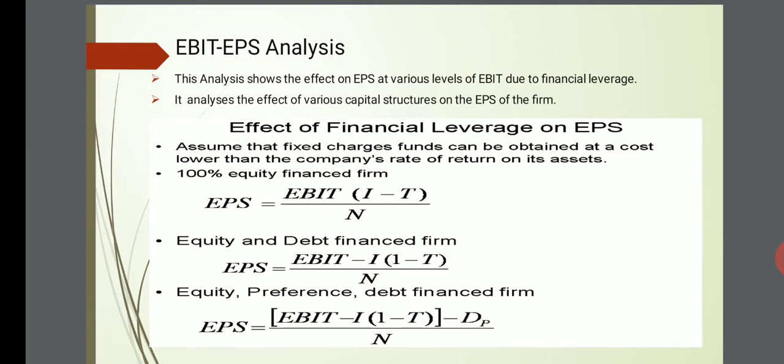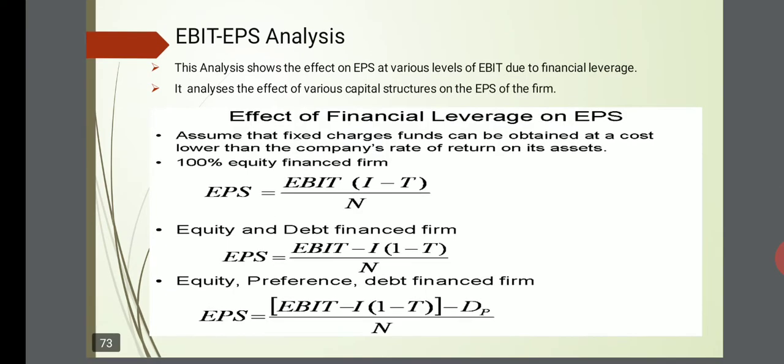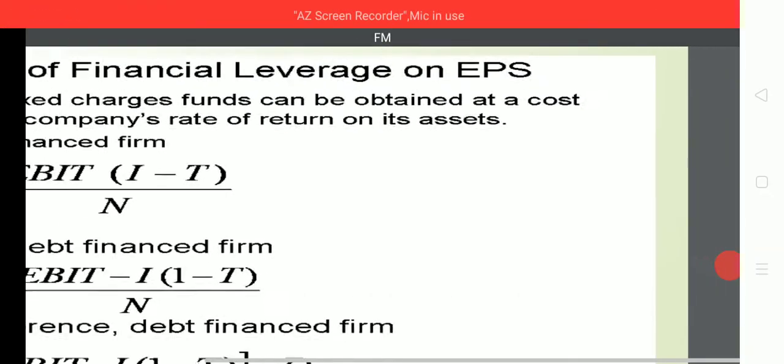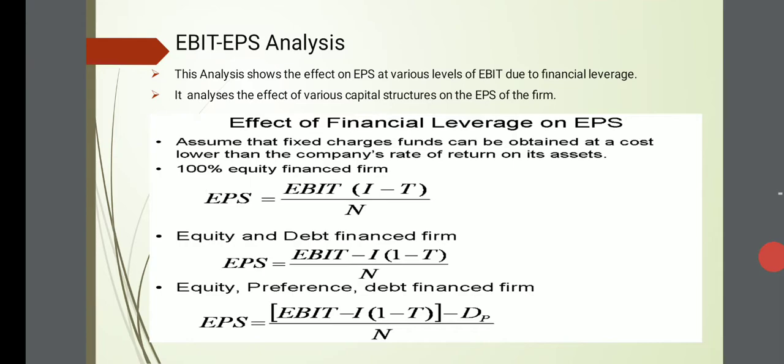Now just assume there is equity, preference shares also, and debt also. Then EBIT minus I will be EBT, into 1 minus T will be PAT, minus preference dividend, then divided by N will be EPS. So this is known as EBIT-EPS analysis.